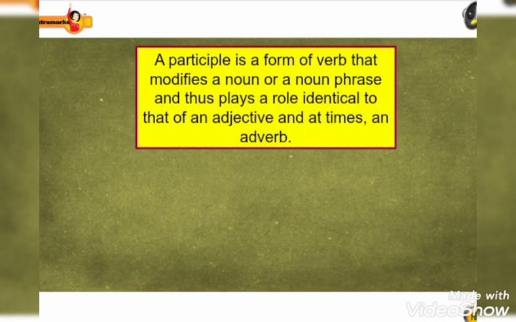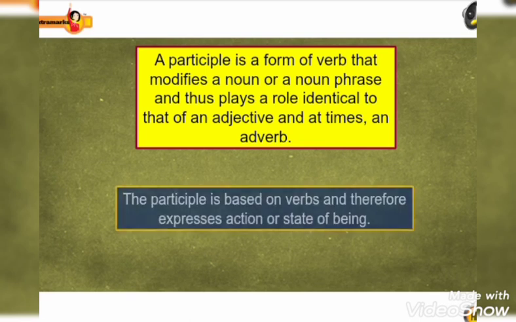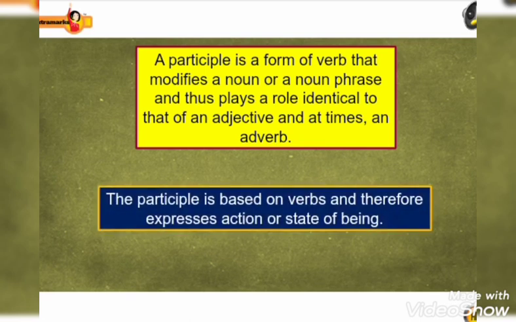So we have learned that a participle is a form of verb that modifies a noun or a noun phrase, a verb or a verb phrase, and thus plays a role identical to that of an adjective, and at times an adverb. The participle is based on verbs and therefore expresses an action or a state of being.